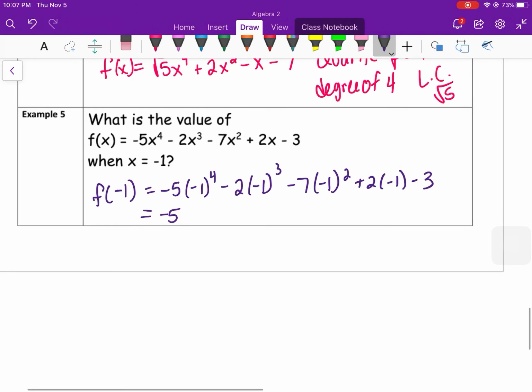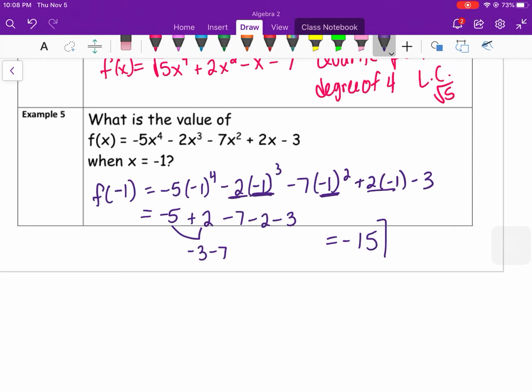So -5 and -1 to the 4th would just be 1, so -5. -1 cubed would be -1 times -2, so it would be +2. -1 squared would be +1 times 7, so -7. And then 2 times -1 would be -2 minus 3. Then from left to right, we get -3 minus 7 would be -10, -12, -15.